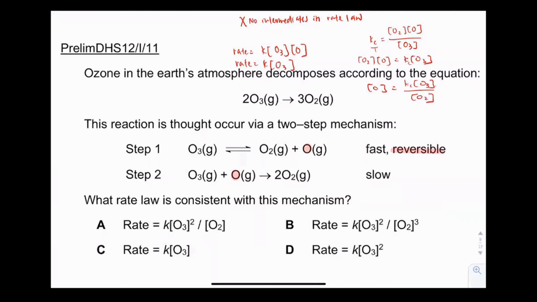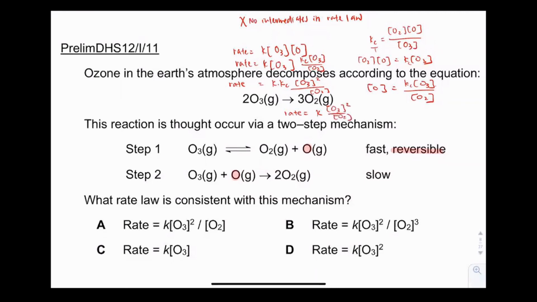Since step 1 is reversible, I don't know to what extent the reaction is occurring, so I will make O the subject and substitute this into my concentration of O. So then rate equals k times Kc times concentration of O3 squared over concentration of O2. Both k and Kc are constants, therefore I can just merge them into a new k. And then the rest stays the same.